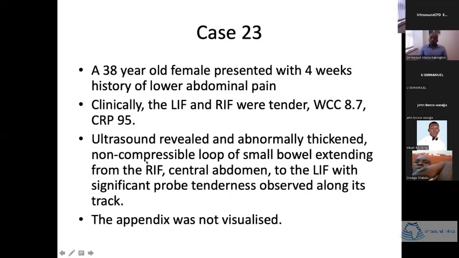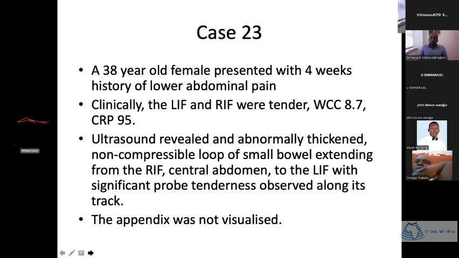So let's look at this case. This was a 38-year-old female who presented with a 4-week history of lower abdominal pain. Clinically, the left iliac fossa and right iliac fossa were tender, the WCC was normal, but the CRP was raised. The patient was sent for ultrasound basically to check for appendicitis. Ultrasound revealed an abnormally thickened, non-compressible loop of bowel extending from the right iliac fossa through the central abdomen to the left iliac fossa, with significant tenderness along the track of this thickened bowel. However, the appendix was not visualized on ultrasound.